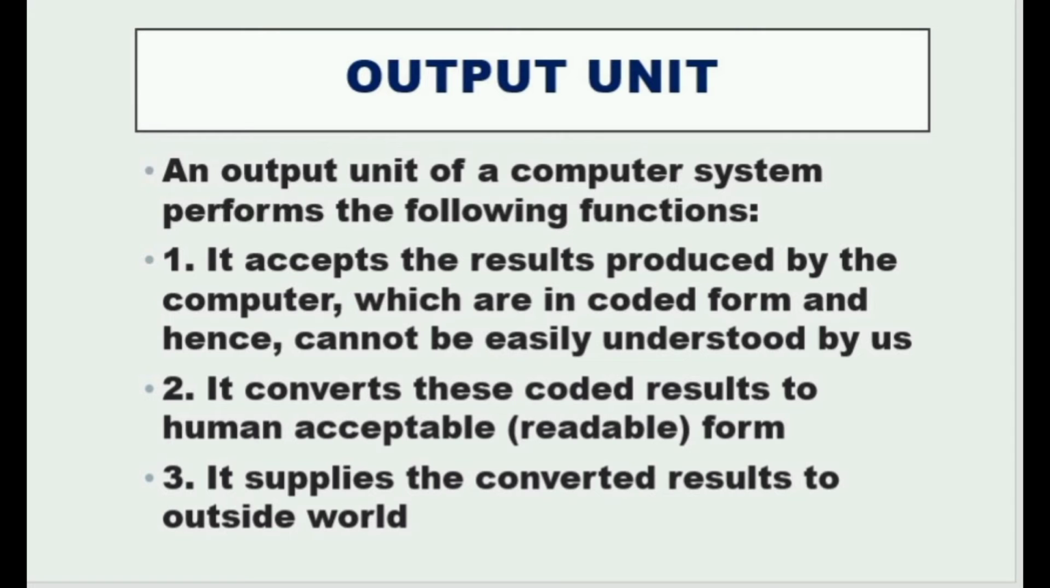The output unit of a computer system accepts the result provided by the computer and shows the results to the user. The computer understands only machine language, so the results are in coded form and cannot be easily understood by the user. So the output unit converts these coded results into human acceptable form.